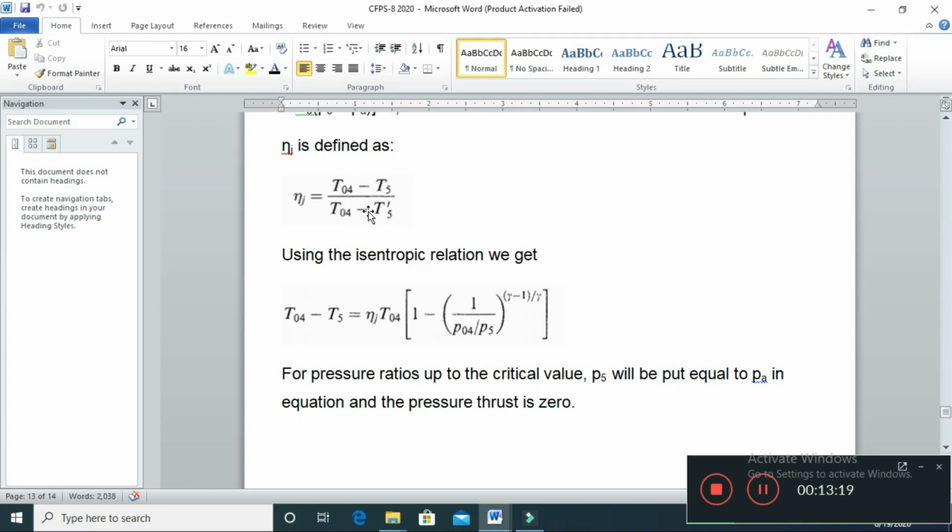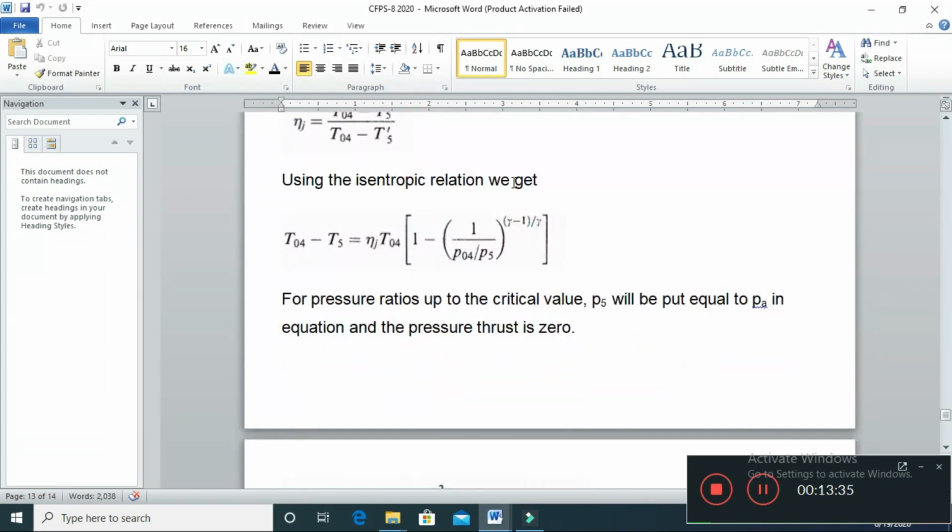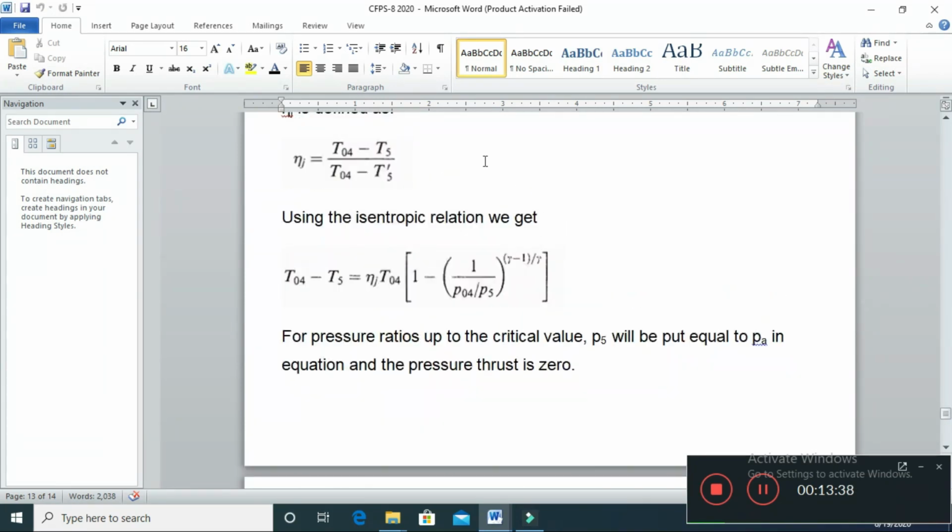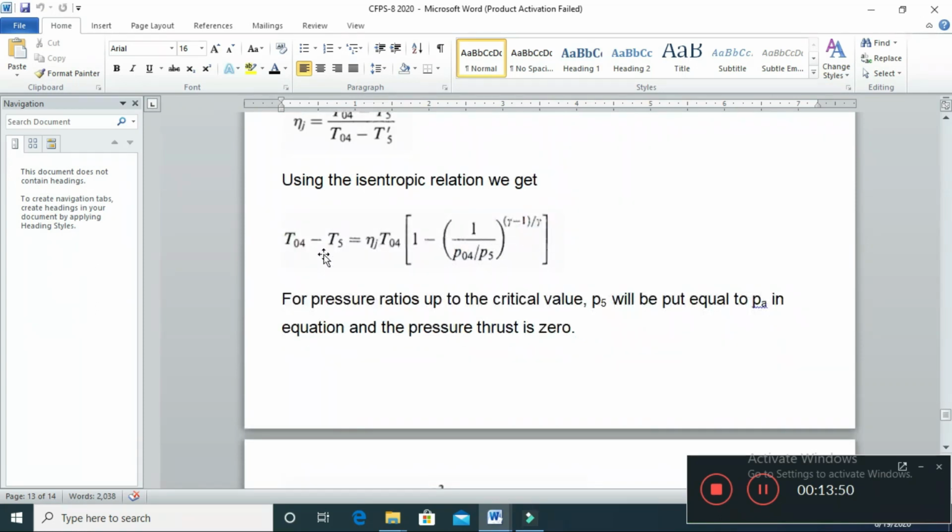After modifying and using the isentropic relation for the nozzle section, P04 dash divided by P5, P04 divided by P5 dash equals the temperature ratio to the power gamma minus 1 over gamma. This is a similar relation which was used for the intake section. So if we use the isentropic relation in terms of pressure and temperature, and using this isentropic efficiency formula, we can derive this relation.